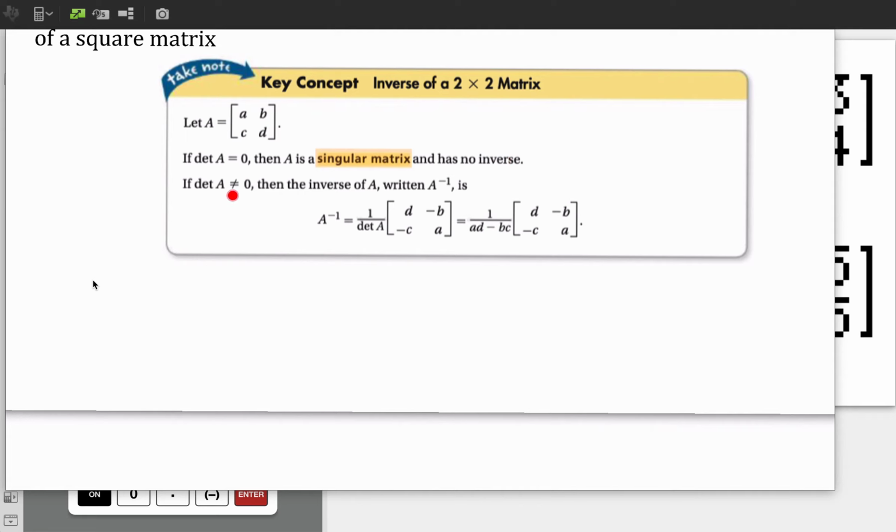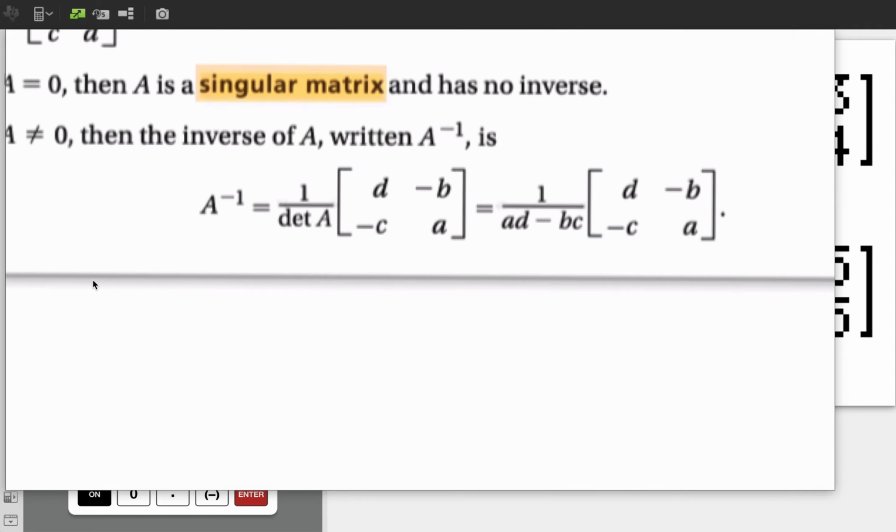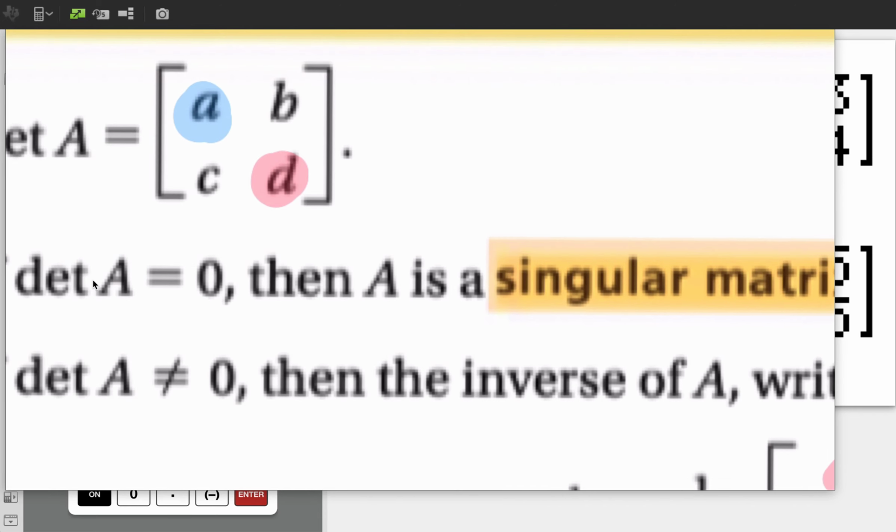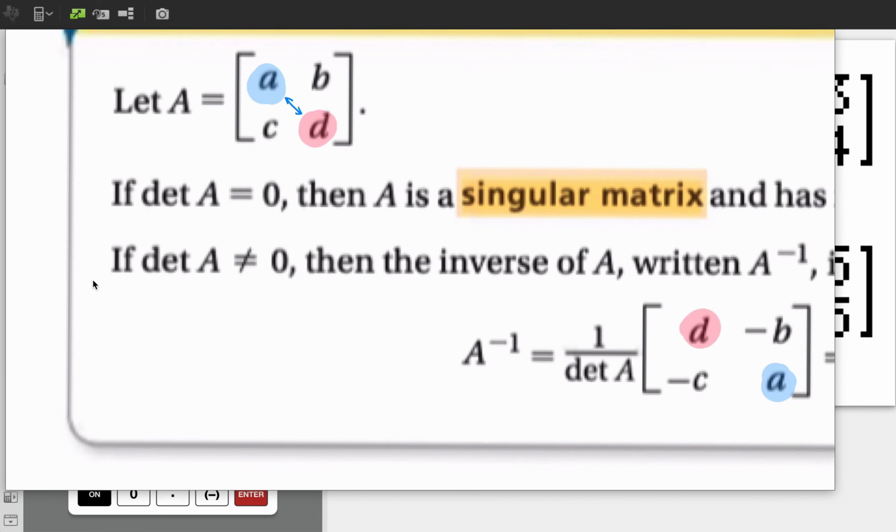Otherwise, the inverse is written like this. Now it looks a little bit confusing, so let's see what happens here. Notice where D is, and now D's in the top left, and here's A, and now A is over there. So what did we do with those? Essentially all we're doing is switching places along the main diagonal.